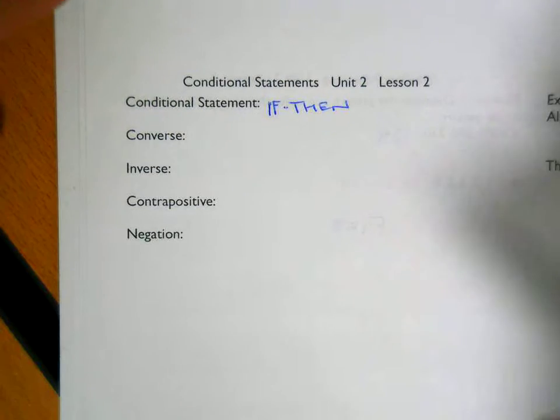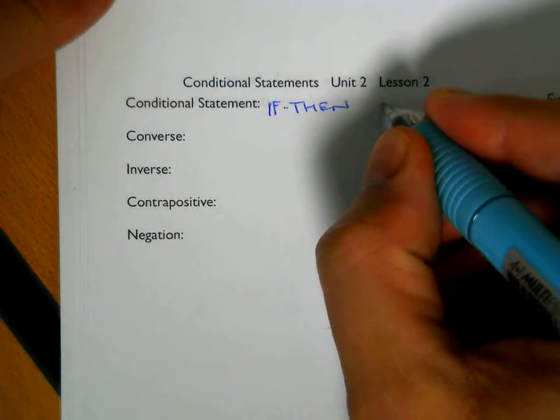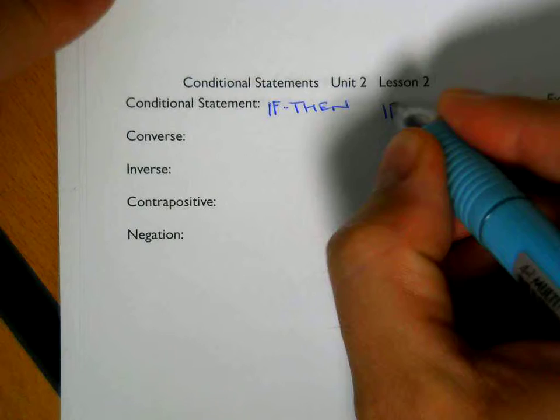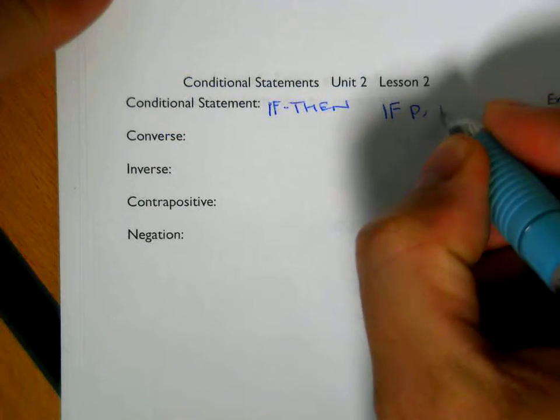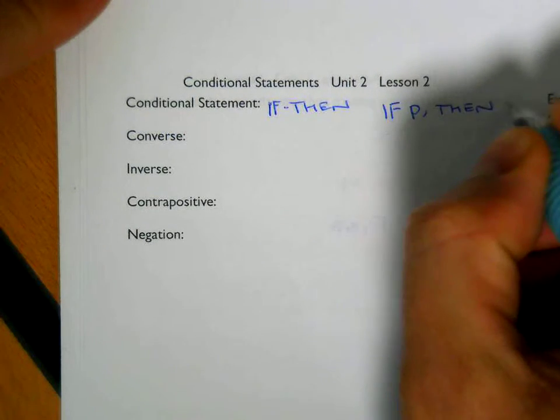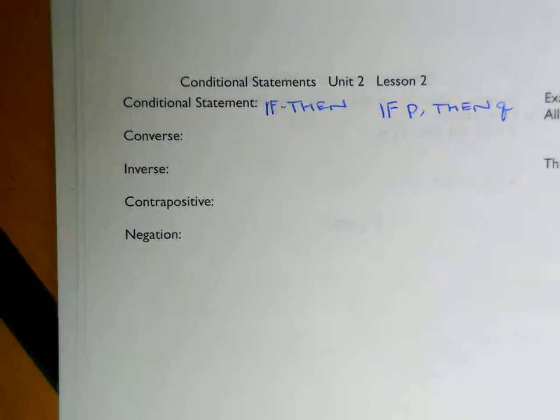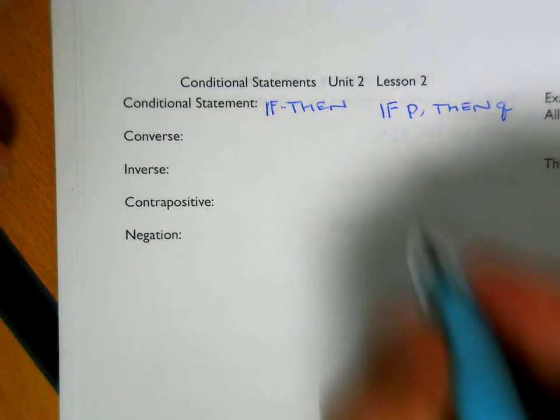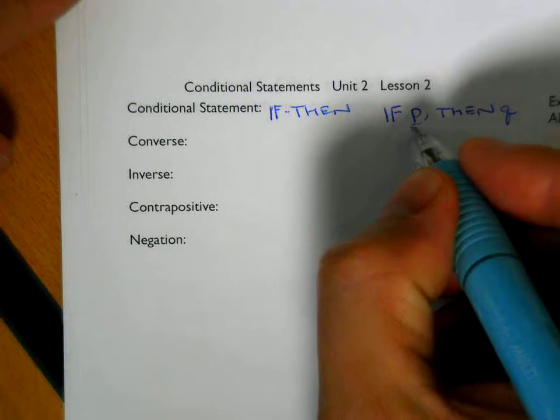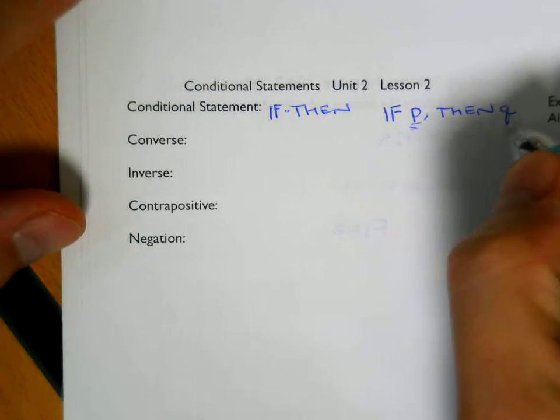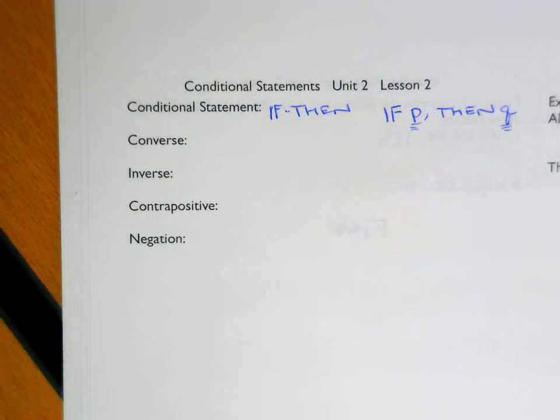An if-then statement is in two parts. We say if P, then Q. So regardless of the argument that's being made, P is the hypothesis and Q is the conclusion. These are just variables, like you would use variables in algebra. They stand for any argument. So you'd say, if I eat pancakes, then my son will fly to the moon.